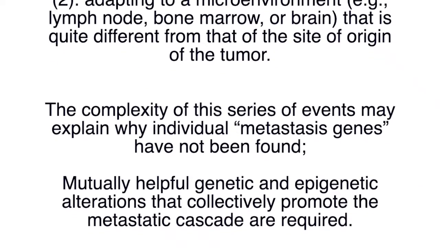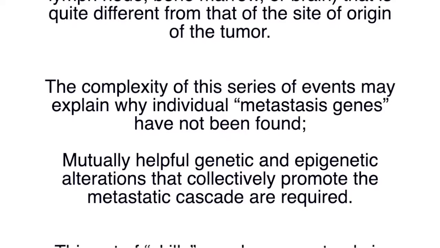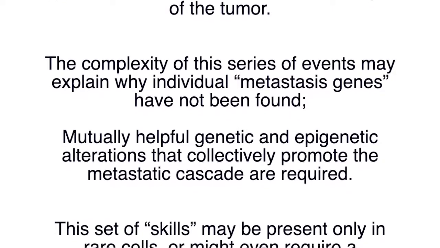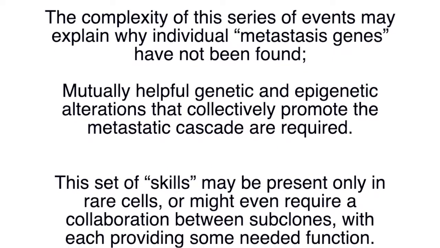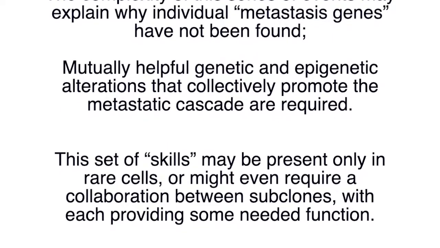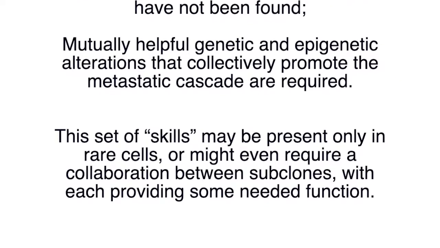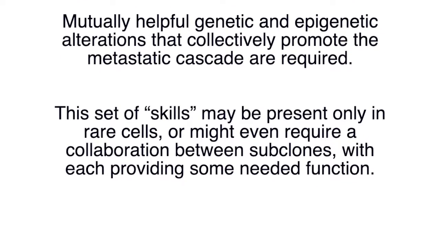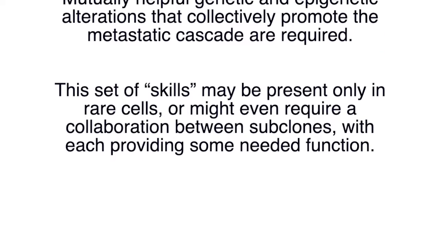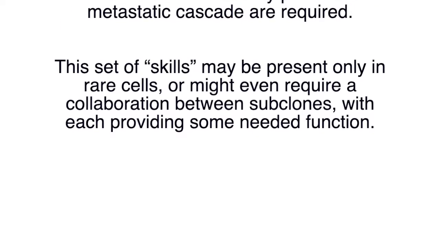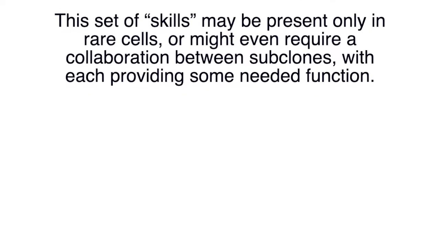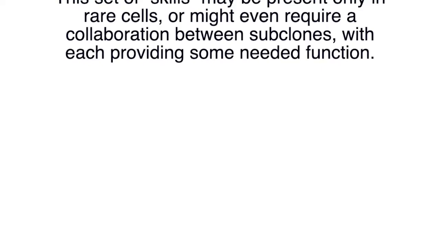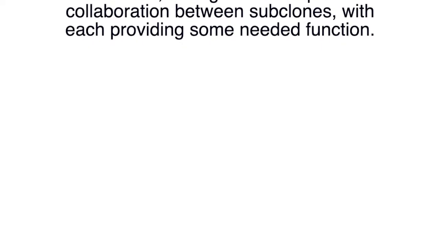The complexity of this series of events may explain why individual metastasis genes have not been found. Mutually helpful genetic and epigenetic alterations that collectively promote the metastatic cascade are required. This set of skills may be present only in rare cells or might even require a collaboration between subclones, with each providing some needed function.